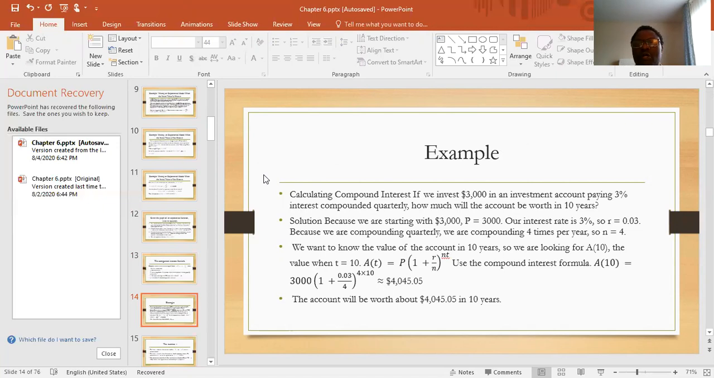So we want to know the value of the account 10 years later. So we are looking for A of 10. The formula here will have t equals 10, and A of 10 will be 3,000 for P, times 1 plus 0.03 over 4, raised to the power nt, which is 4 times 10. Using your calculator, 10 years later, the amount of money in the account will be 4,045.05. So the account will be worth $4,045 in 10 years.